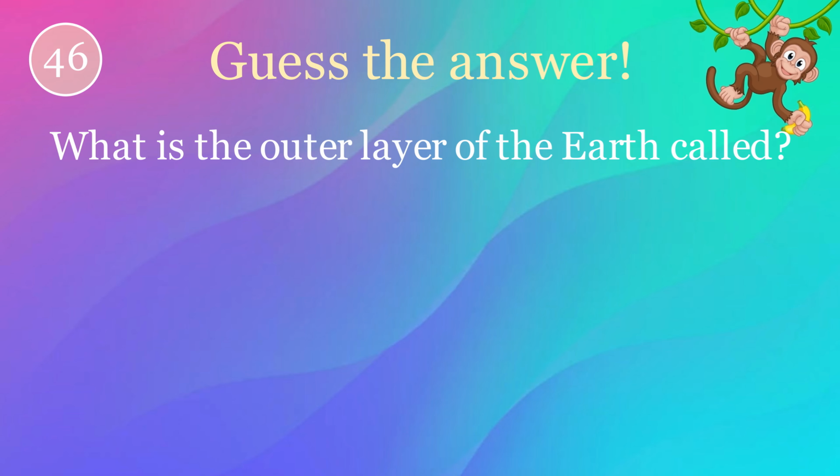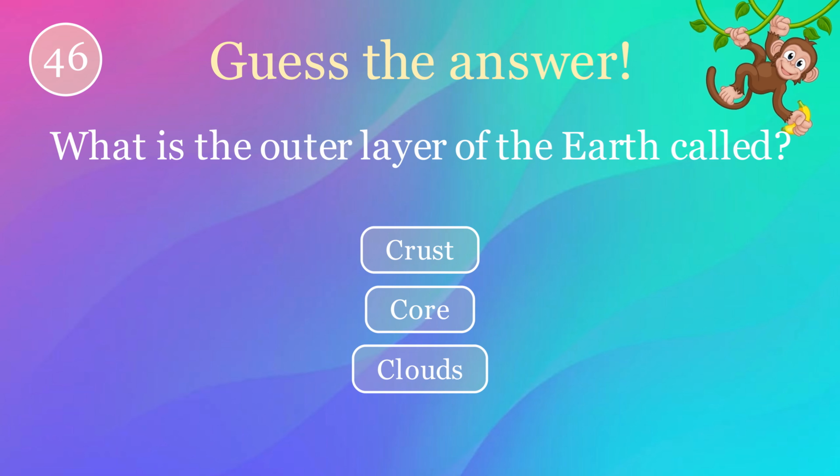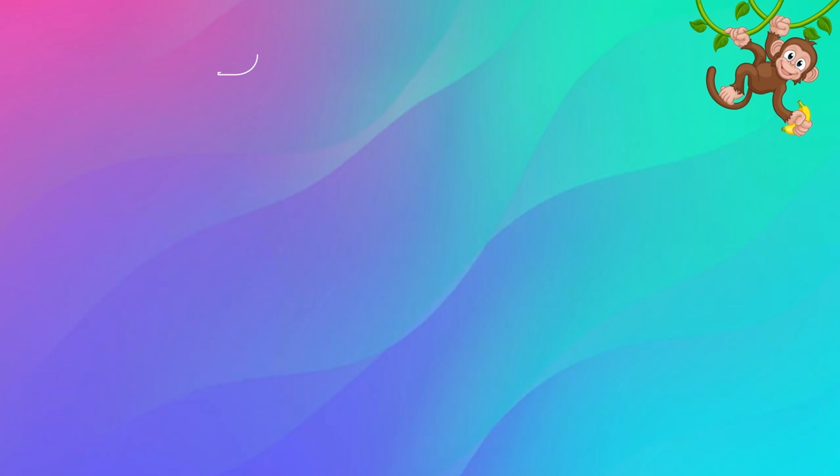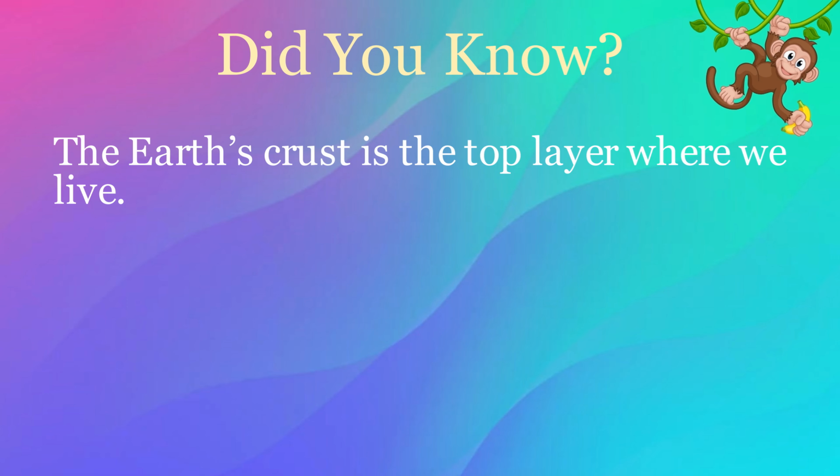What is the outer layer of the earth called? Crust. Core. Clouds. The correct answer is crust. Here's an interesting fact: the Earth's crust is the top layer where we live.